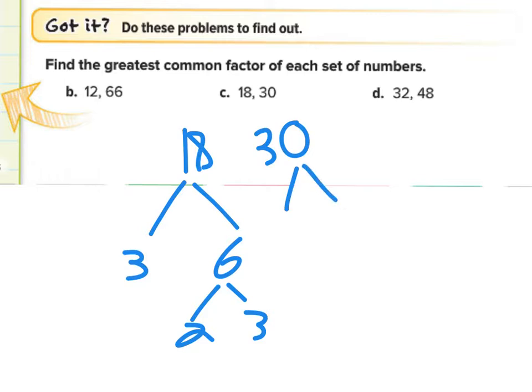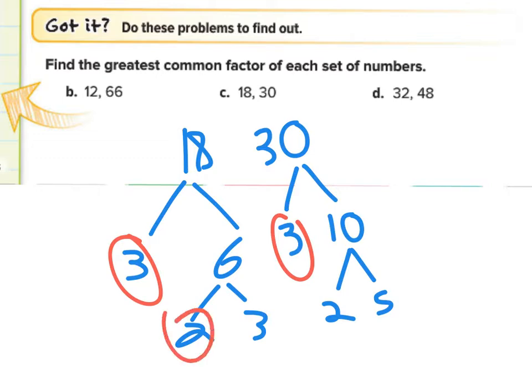I have 3 times 10 is 30. Break up the 10 a little bit more. 2 and 5. And there's my prime numbers. Okay, what prime numbers do I have in common? I have a 3 here and a 3 here. 2 here and a 2 here. This is extra and this is extra. So again, it looks like my greatest common factor is 3 times 2 is 6, and 3 times 2 is 6. Again, my GCF is 6.